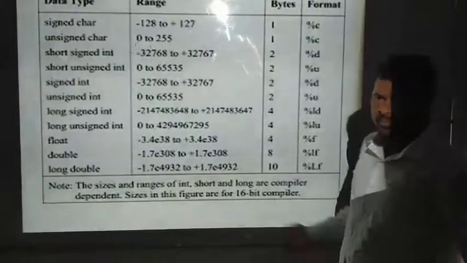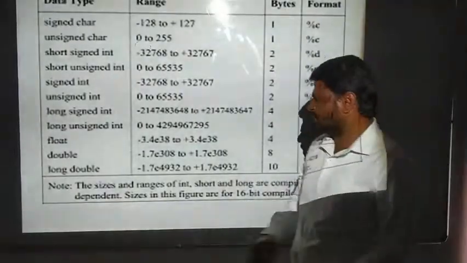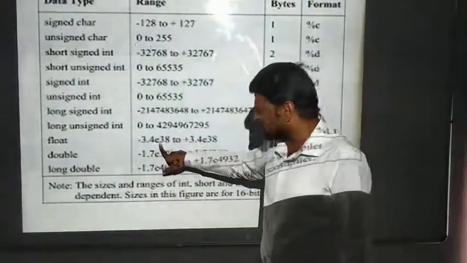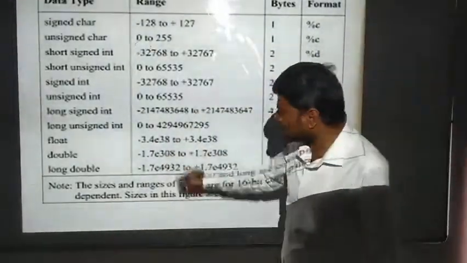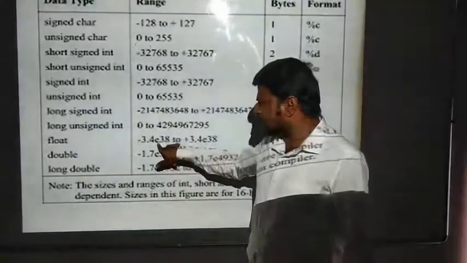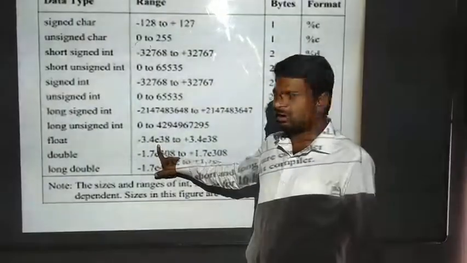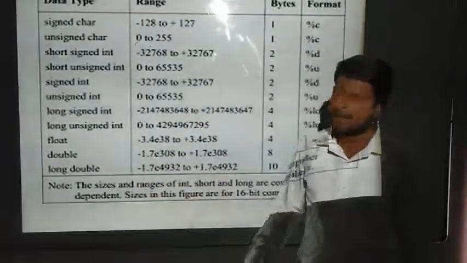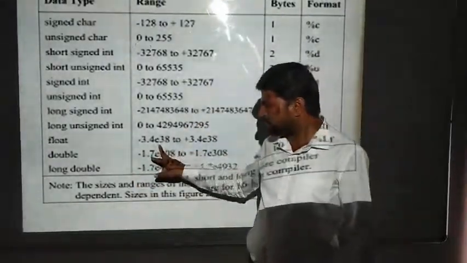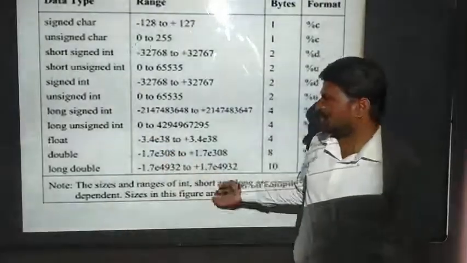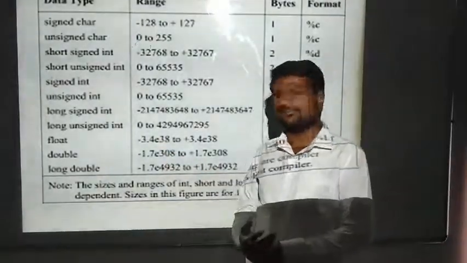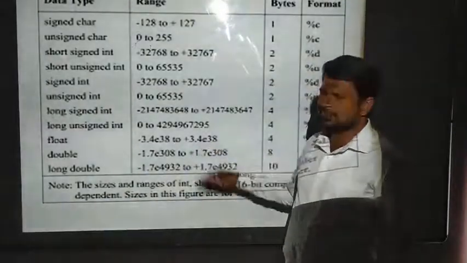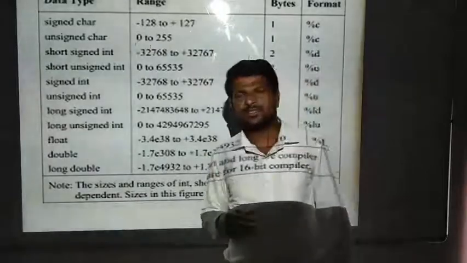You may get the doubt why this indicates minus 3.4 exponent 38. Exponent means that many zeros are there. Decimal means that only, right? 0 point some value. Here also E38 means that after the decimal point that many zeros will be there.